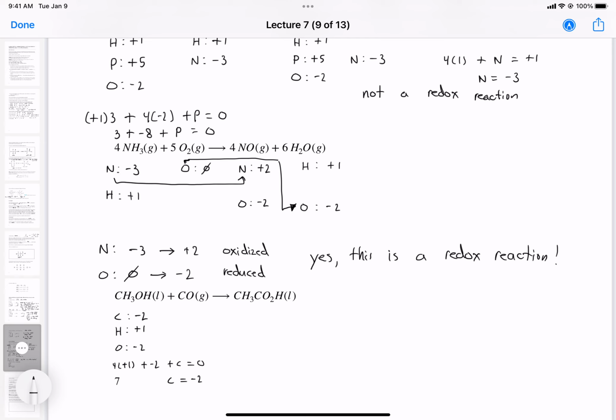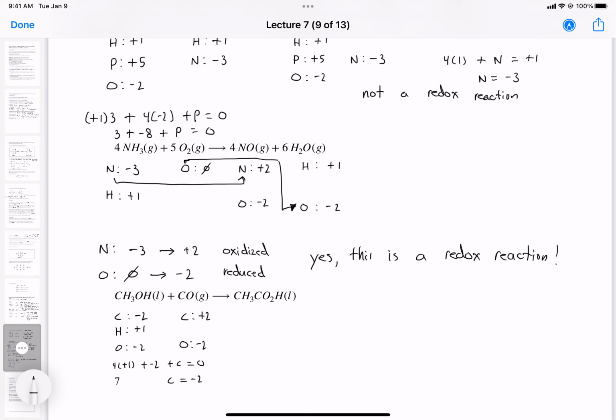All right, and then in this example, carbon monoxide, oxygen is going to be -2, but carbon in this case is going to be +2 to cancel out and get a neutral charge, or no charge, for the molecule.